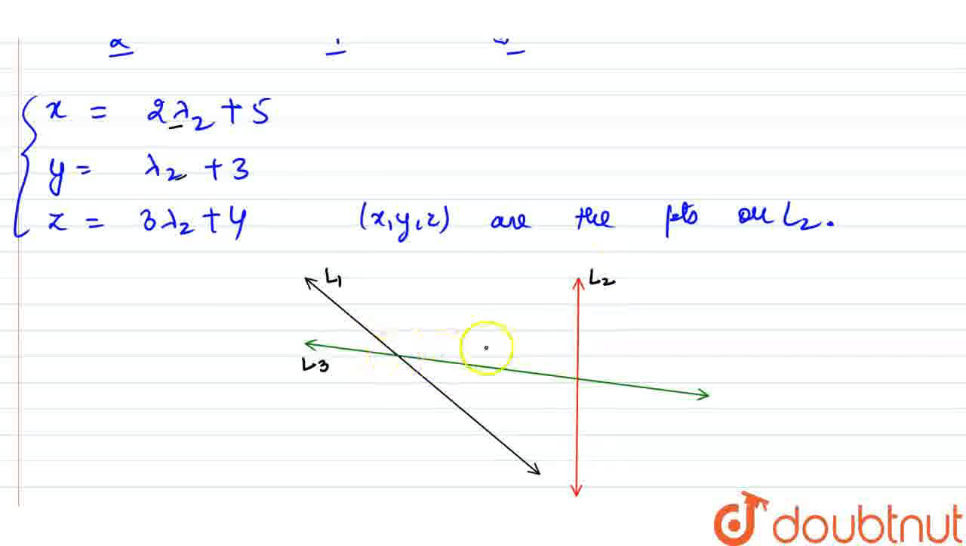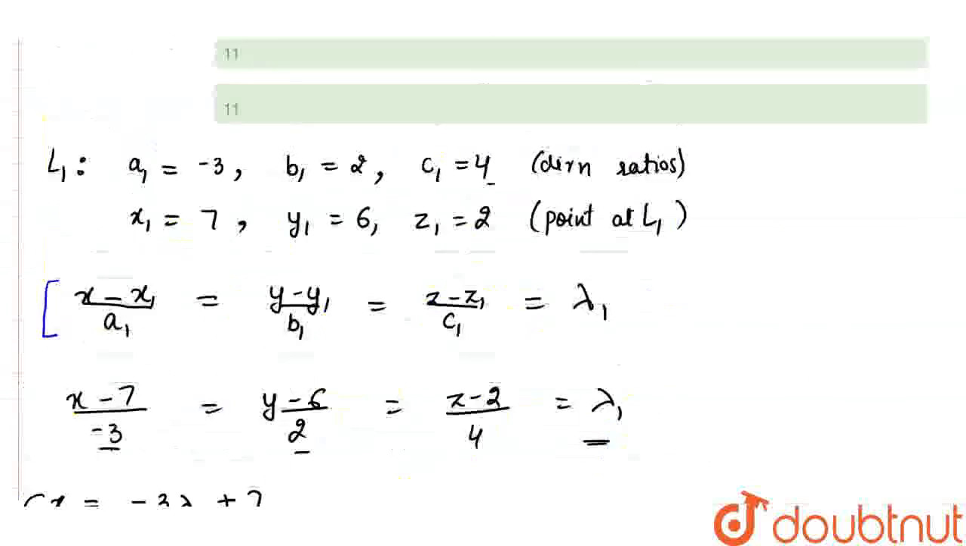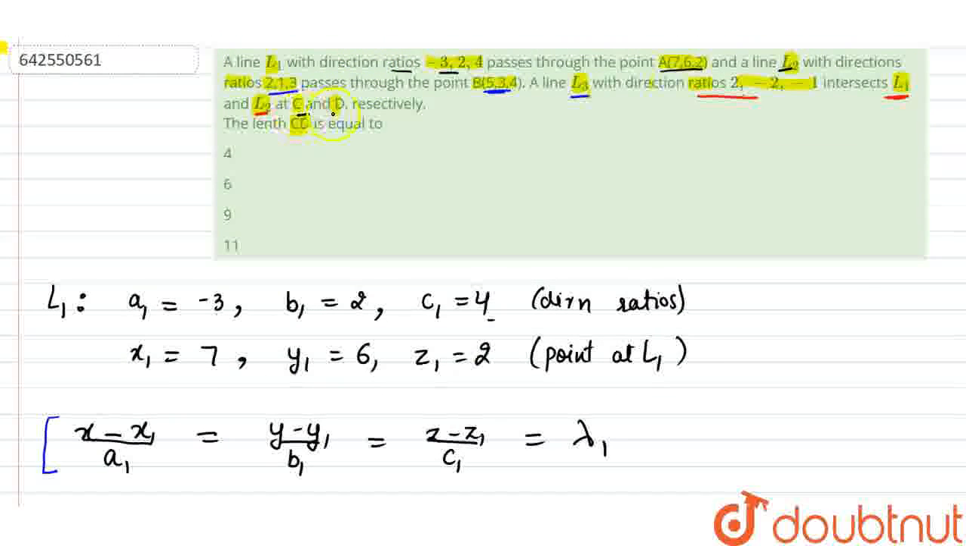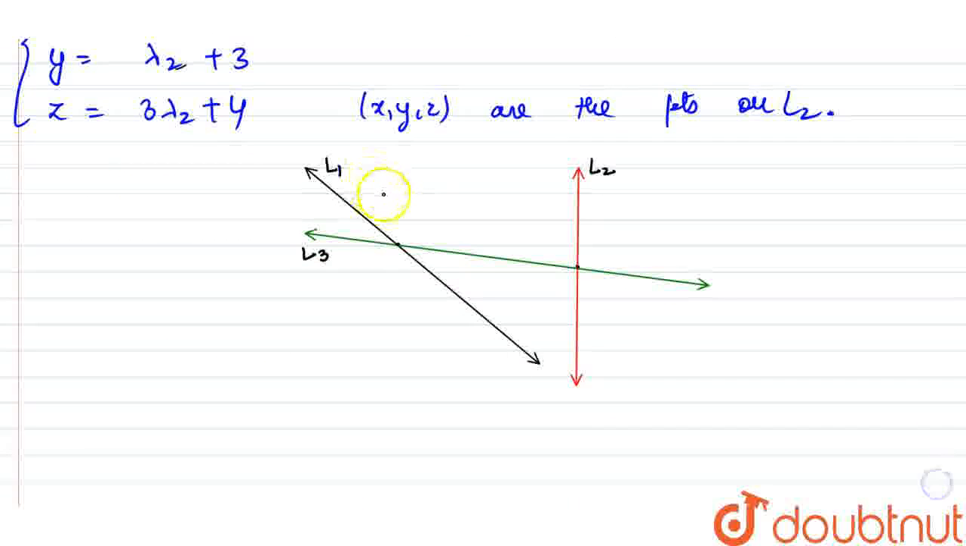Now L3 is passing through L1 and L2, so there must be an intersection point. Let's say this is the intersection point. They have denoted these points as C and D. So let's say this is the point C and this is the point D, whose coordinates we need to find out. Let's denote the coordinates of C with x3, y3, z3, and the coordinates of D we are denoting with x4, y4 and z4.